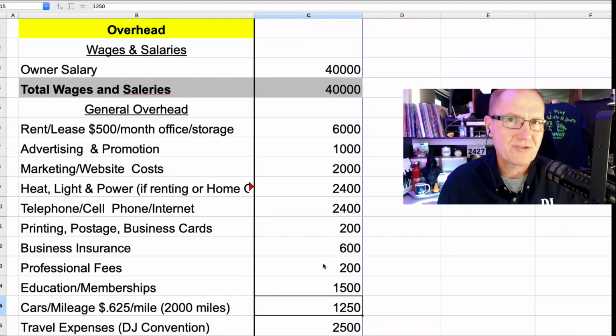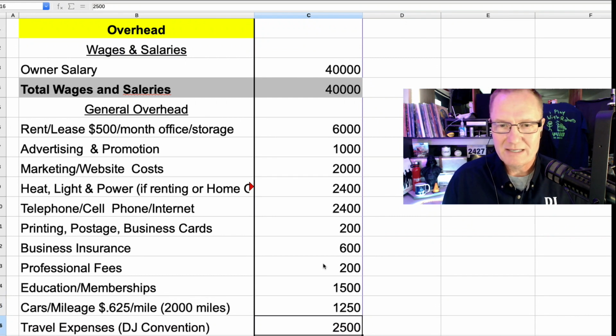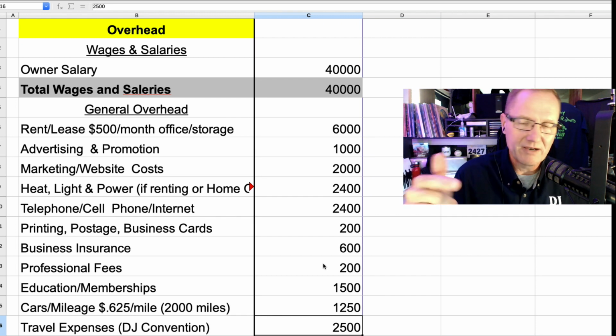Mileage. The mileage rate right now is 62.5 cents a mile. If you're driving roughly 2,000 miles a year for your business, that would be roughly $1,250 a year in potential travel expenses.